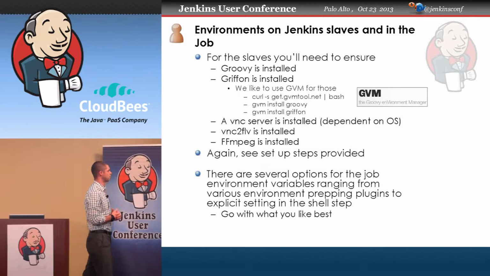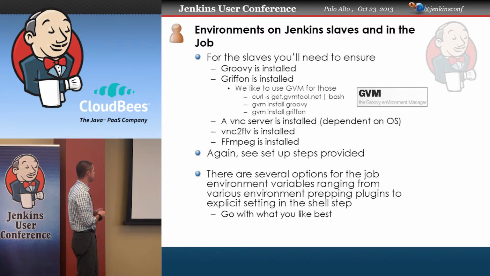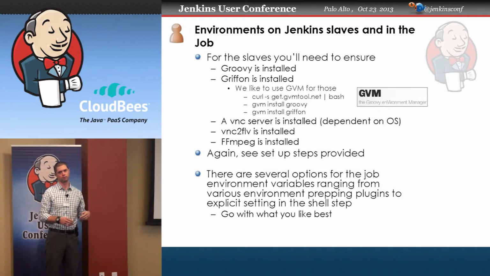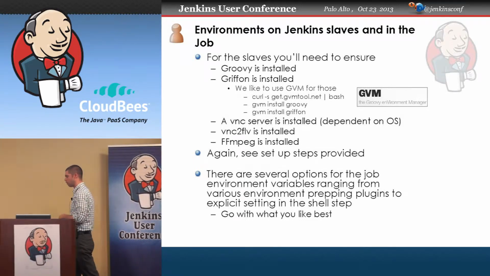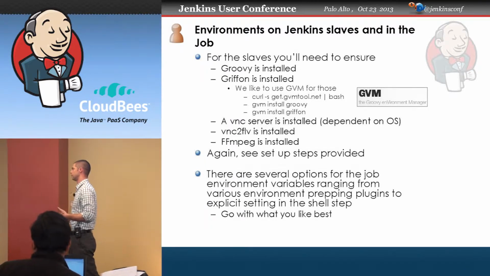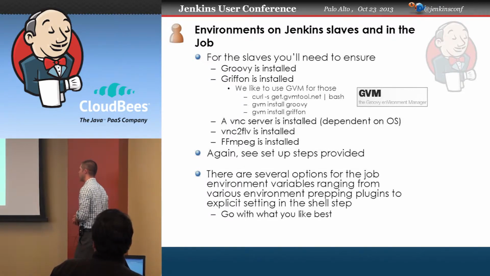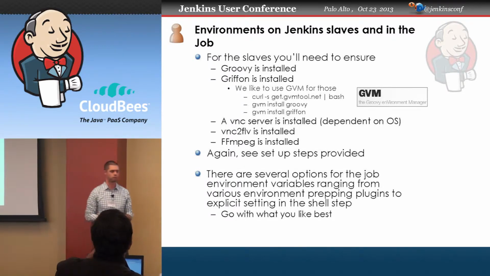With respect to the environment variables, there's several things that need to be put in place when you're using Griffin and Groovy and things like that. So Java home, Griffin home, all those different types of things, and the path variable obviously needs to be set. There's so many different ways to do that in Jenkins, and most folks in this room, I'm sure, know how to do that. So go with whatever you like best.